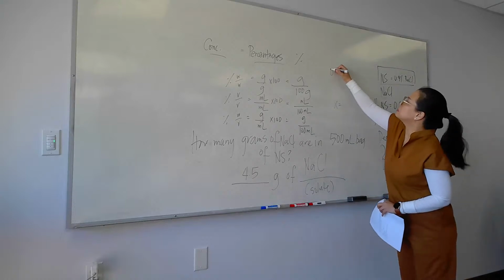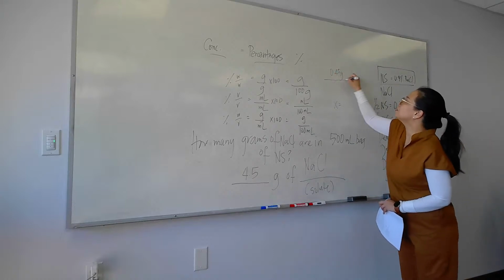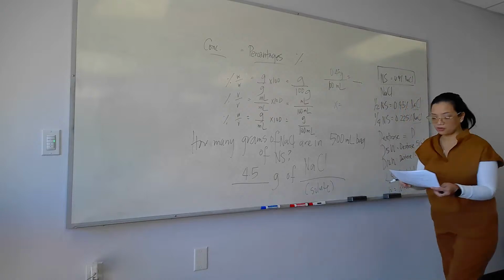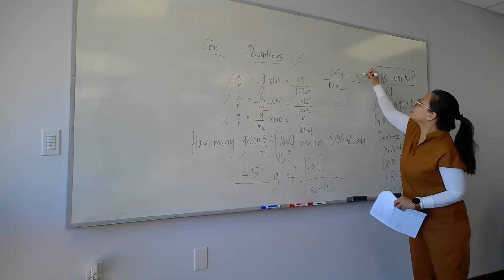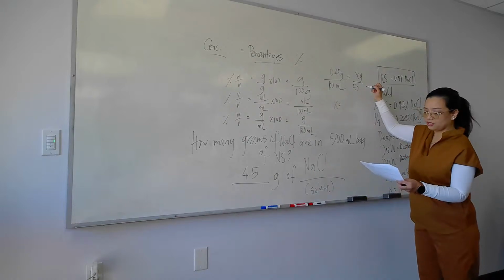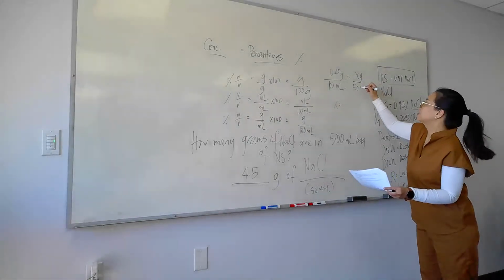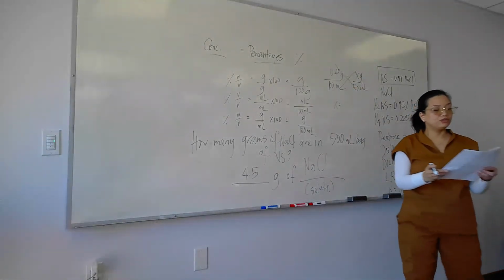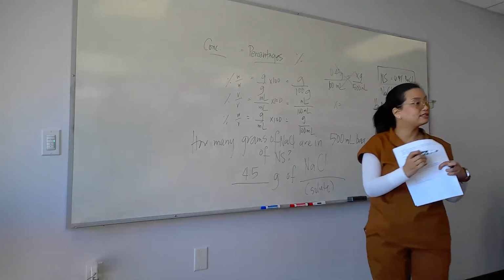0.45. Correct. So this will be 0.45 grams over 100 ml is to, what's my next variable? X grams. X grams is to 500 ml. Is it 500? Are you number 4? And 4. Okay, 500 ml. When you cross multiply, you still get 2.25. Back to you, Brian. You ready?